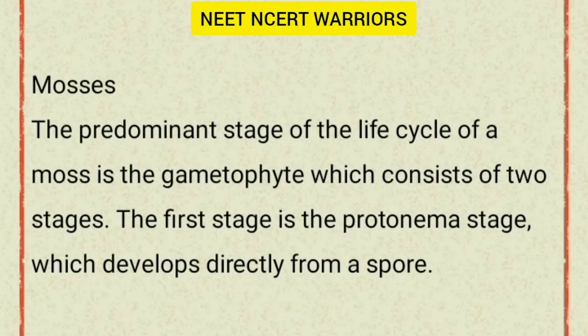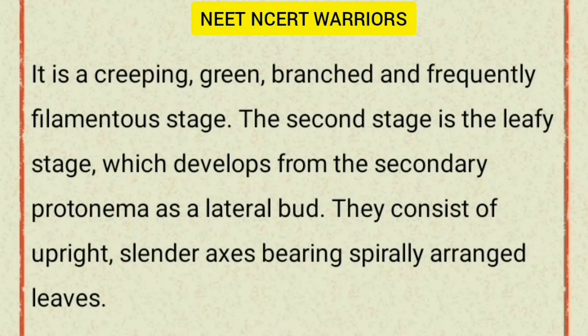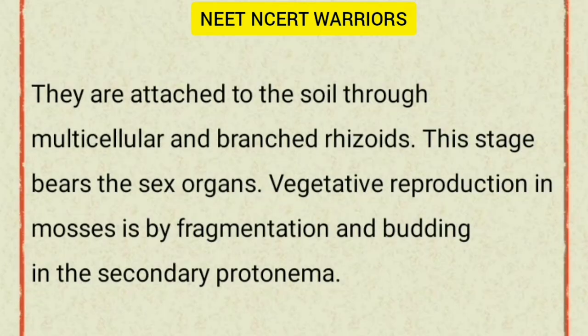Mosses. The predominant stage of the life cycle of a moss is the gametophyte, which consists of 2 stages. The first stage is the protonema stage, which develops directly from a spore. It is a creeping, green, branched and frequently filamentous stage. The second stage is the leafy stage, which develops from the secondary protonema as a lateral bud. They consist of upright, slender axes bearing spirally arranged leaves. They are attached to the soil through multicellular and branched rhizoids. This stage bears the sex organs.